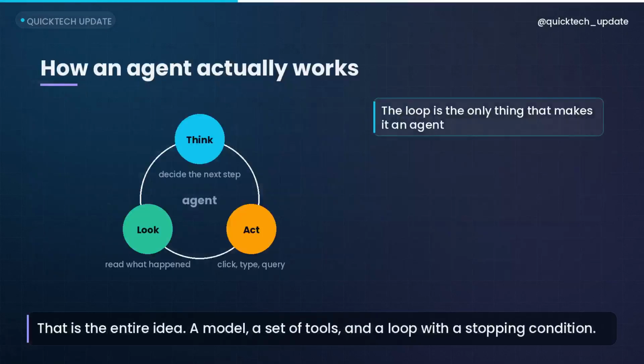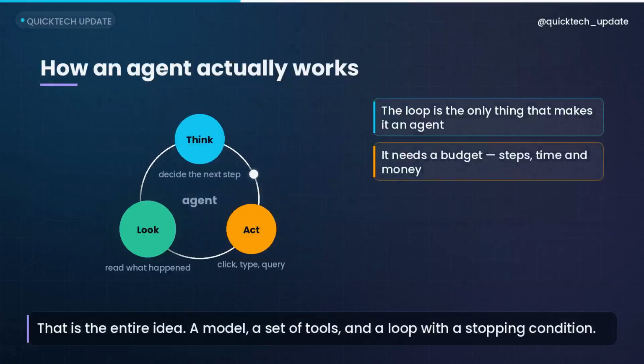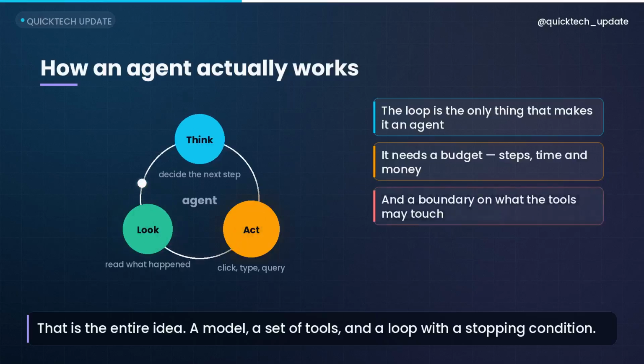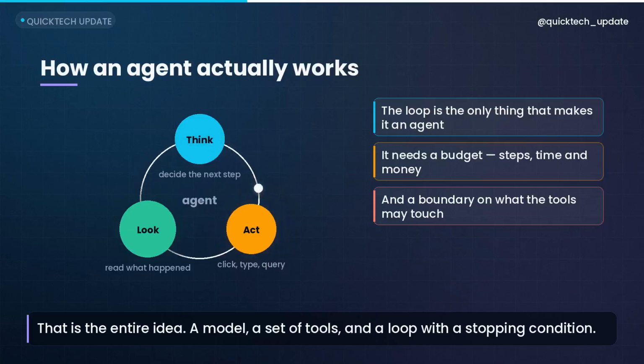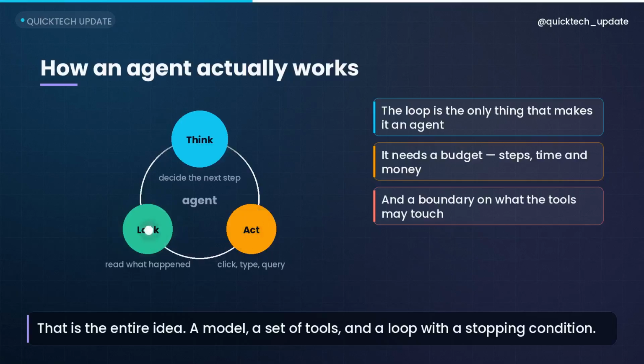That loop is worth understanding properly, because agents are where most of the hype lives. Think: decide the next step. Act: click, type, query. Look: read what happened. Then repeat. That's the entire idea. What makes it safe or dangerous is 2 things: a budget, in steps and time and money, and a hard boundary on what its tools are allowed to touch.